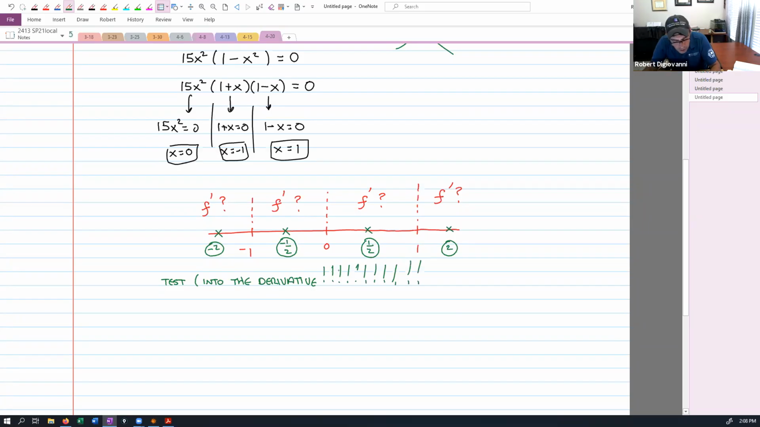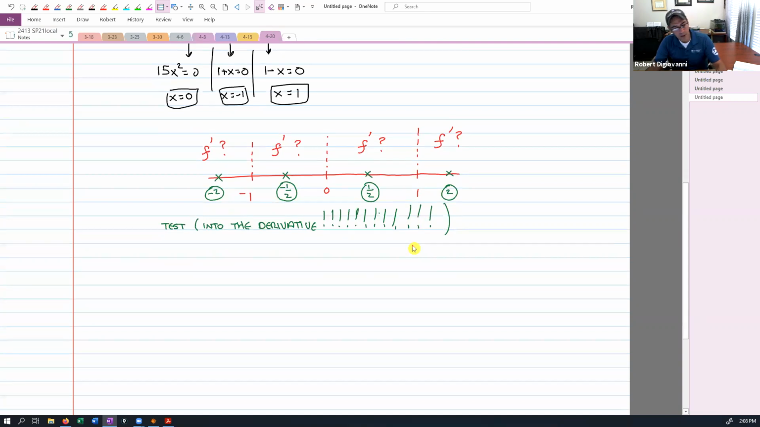How many do I have? 1, 2, 3, 4, 5, 6, 7, 8, 9, 10, 11. One more, 12. Into the derivative. These test points are not getting plugged into the original function, okay? They're going into the derivative because we want to know what the derivative is doing, right? Positive derivative means up, negative derivative means we're going down.